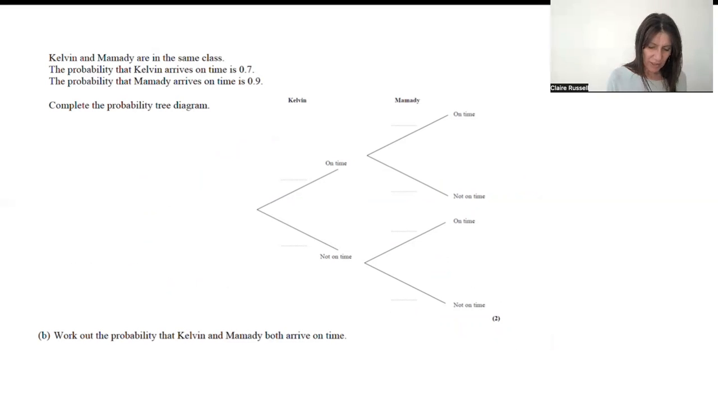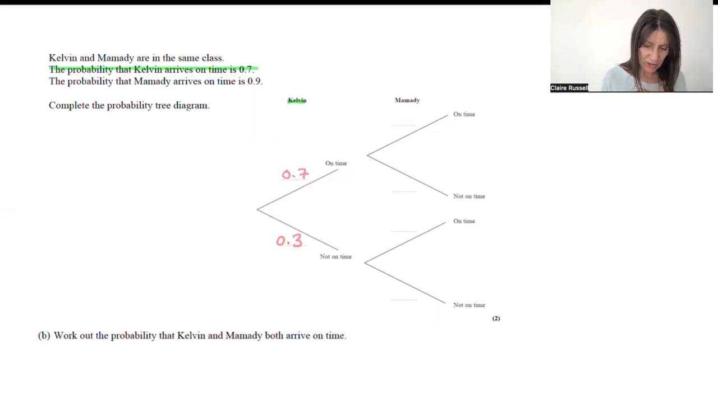Okay, so probability tree diagrams, really, really common. So we've just got to read carefully and check in with the diagram we've been given. The probability that Kelvin arrives on time is 0.7. Kelvin is here, which means this part of the tree diagram belongs to Kelvin. So he's got a 0.7 chance of being on time, meaning he's got a 0.3 chance that he will not. These always add to 1.